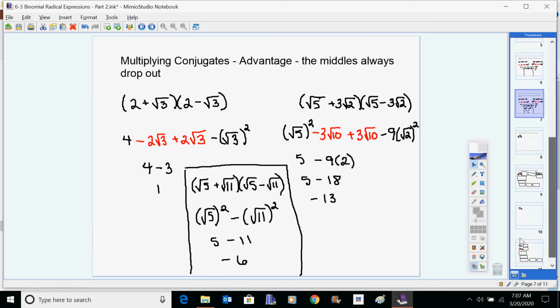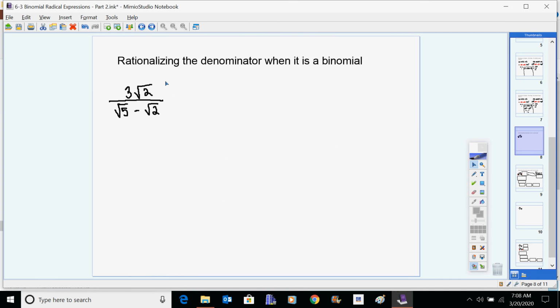So multiplying a radical binomial times its conjugate is a super nice, easy thing to do. So of course we don't just leave it there. We have to have something to do with it, a purpose for it, what it's used for. So let's take a look. Our purpose for this is going to be to rationalize a denominator when it's a binomial.